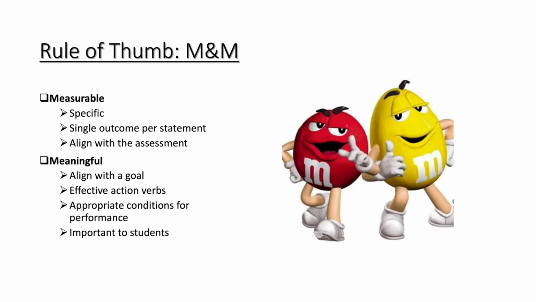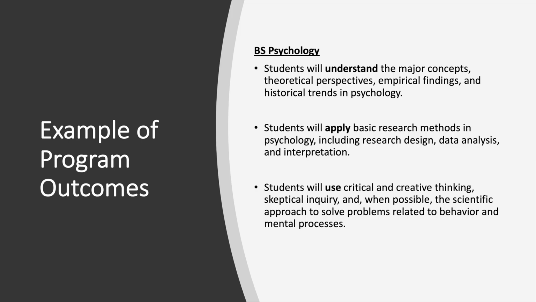Measurable and meaningful are the most important qualities of a good learning outcome. To be measurable, a learning outcome must be specific and include only 1 outcome per statement. Make sure it aligns with instruction and assessment. To be meaningful, the learning outcome must align with the program's goal. The action verbs have to be effective, indicating the appropriate conditions for performance. Finally, the learning outcome should be important to students, in addition to demonstrating knowledge, skill, or being competitive in the job market. Let's look at a set of program learning outcomes here.